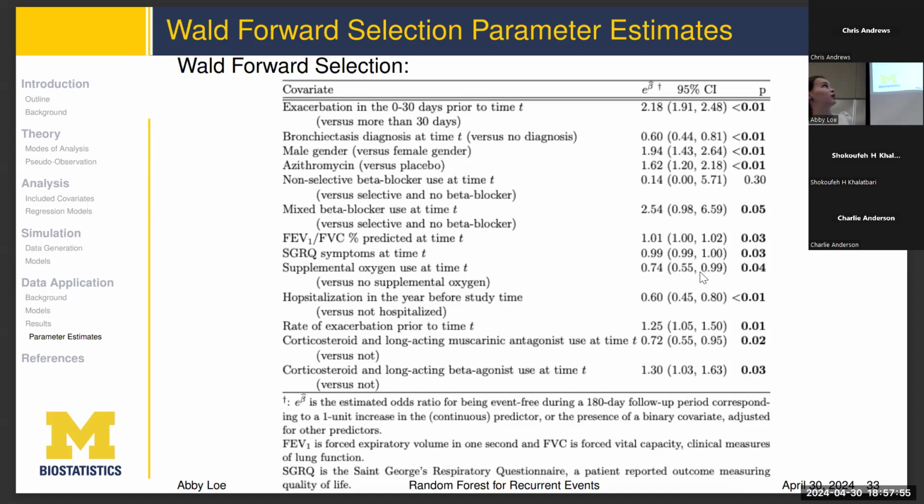So we've got our partial history information up here. It's exacerbation in time 0 to 30 days, bronchiectasis diagnosis at time T versus no diagnosis, male gender, treatment group, medication usage, it's the type of medication that you're on, and then some clinical measures. We've got another patient history variable that popped up as important, and then steroid use.